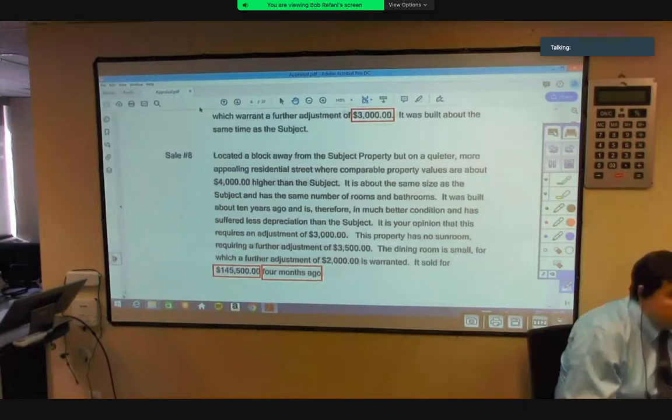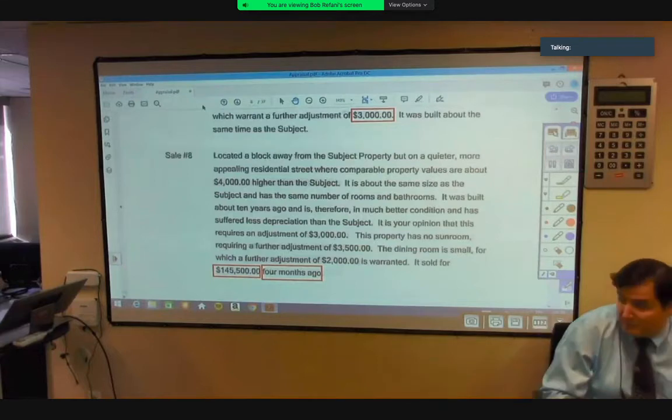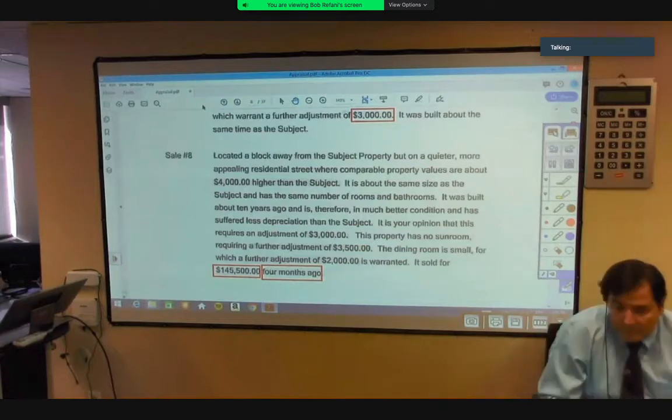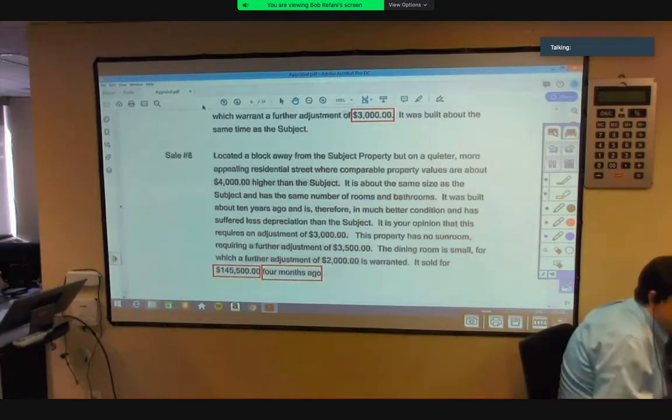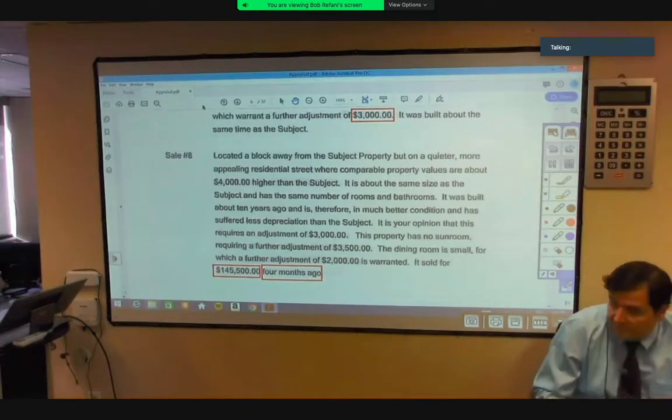So yours has a sunroom. This one doesn't. No, less is more. Less is more, plus. The dining room is small, for which a further adjustment of 2,000 is warranted. So this is small, so less is more. So you have to know the price on minuses, and this one sold when? So 4 months ago for 145. So you have to do 4 months time adjustment. Yes, anything more than a month, you have to do time adjustment.